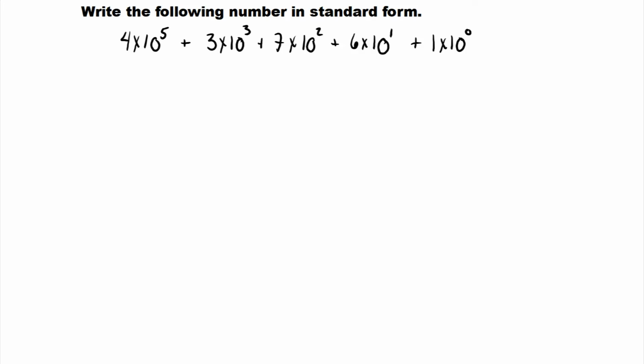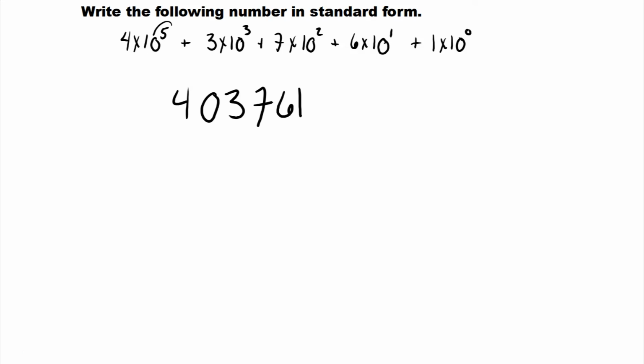So we're going to start with the ones column, and we'll just write a 1. Then we've got 6 times 10, which is 60, so we know that that goes there. 7 times 10 squared, that's hundreds, so we'll put a 7 in that place. 3 times 10 to the third is thousands, so we know that that goes right beside. However, we don't have a 10 to the fourth, so that means we're going to put in a 0 placeholder, and then the 4 for 10 to the fifth.